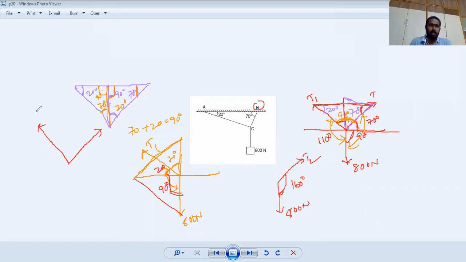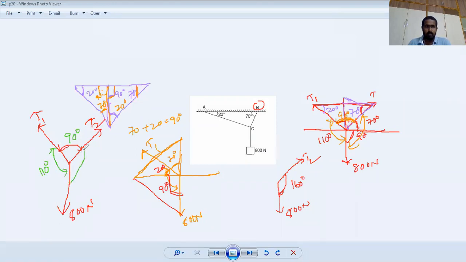This is T1. This is T2. And this is the weight, 800 newtons. So what is the angle? Now tell me, what is the angle between T1 and T2? 90 degrees, sir. Excellent. And the angle between T2 and 800 is 110 degrees.